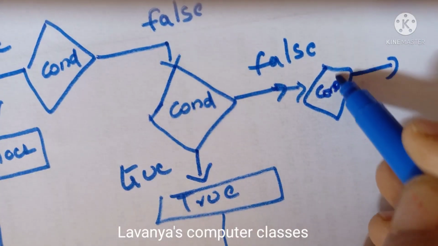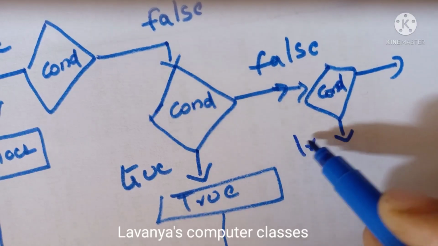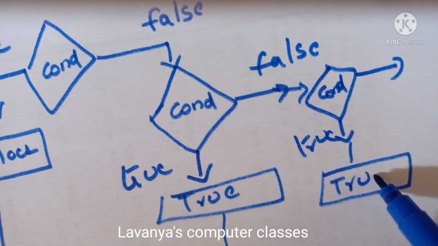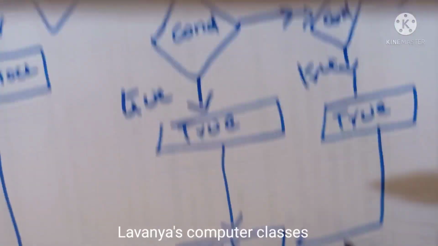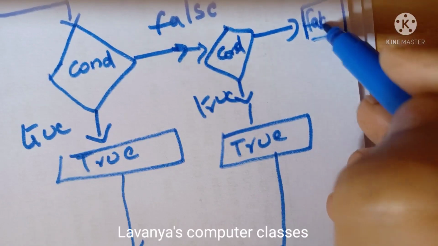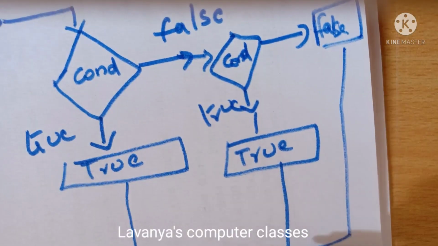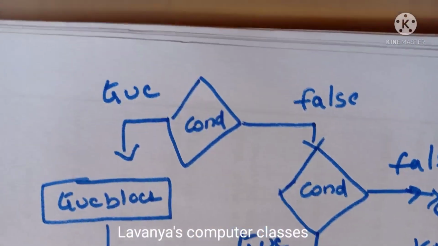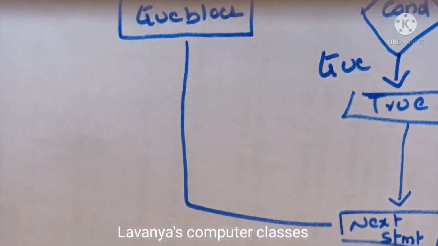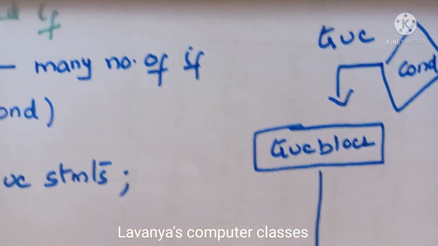Again, one more condition means again the same thing. If it is true, again execute the true block statements and come to the next statements. If it is false, execute the false block statements, then come to the next lines. Like this, you have to draw the flowchart for nested if statements. So this is the theory of what conditional statements are.